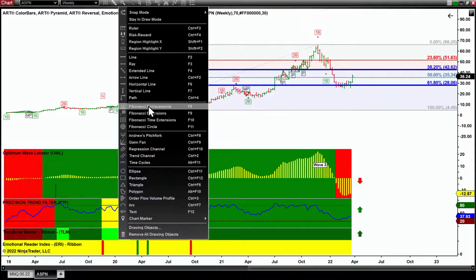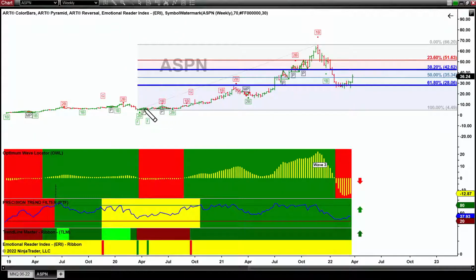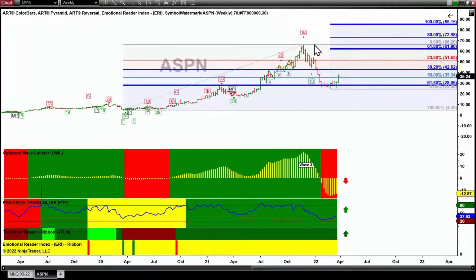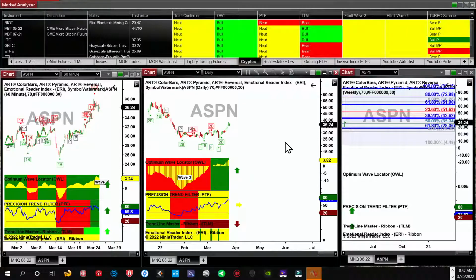Let's go ahead and draw the fib extensions in here though and see where the overall target zone could be. And it's right smack where the PTF is. So this would actually be an okay long position. So I'm going to put this down as one you can take to this week. So ASPN is another one on our list for today. All right, and that's from Keith. Thank you, Keith.